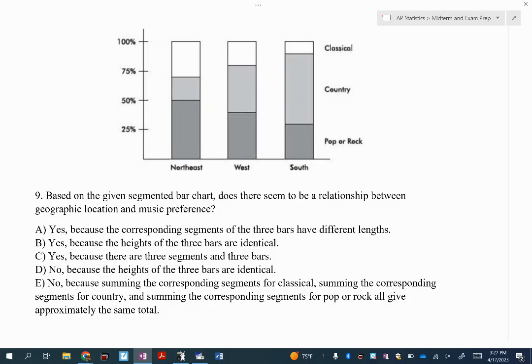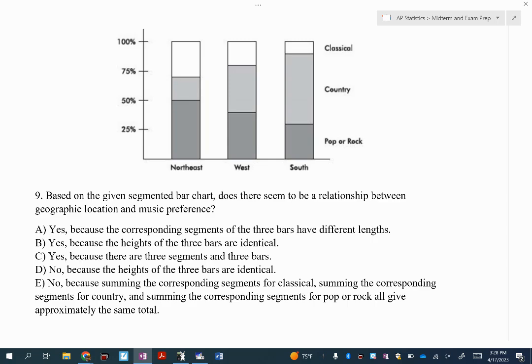Okay, number 9. Based on this given segmented bar chart, does there seem to be a relationship between the geographical location, so the Northeast, the West, or the South, and music preference? Now, here's what I'm trying to get you guys to know. This is what they might ask you on the AP exam. From chapter 3, right? I'm putting it here on the review to remind you that if there was no relationship between these two variables, then these segmented bar charts should look identical or almost identical, okay? If they were independent, they would look the same.